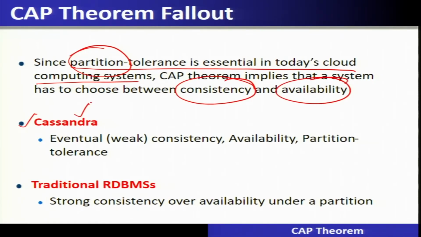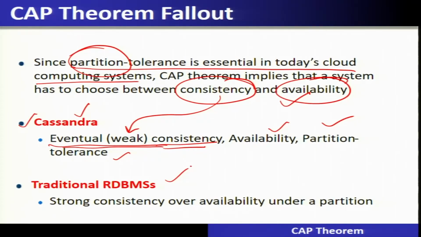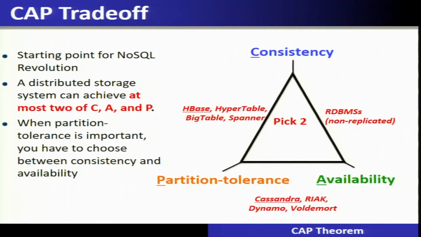Now, let us see Cassandra. Cassandra chooses availability over consistency, and on consistency it makes a compromise, which is called eventual consistency. So, Cassandra compromises with consistency, and the consistency which Cassandra provides is called eventual or weak consistency, whereas availability and partition tolerance are provided. A traditional RDBMS has strong consistency over availability under a partition.